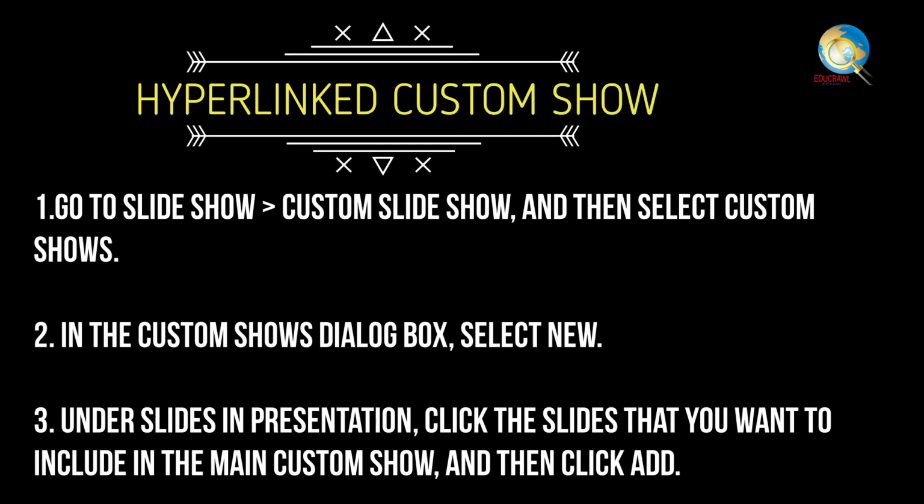Hyperlinked custom show. The first step is go to slideshow, custom slideshow, and then select custom shows. The second step is in the custom shows dialog box, select new. The third step, under slides in presentation, click the slides that you want to include in the main custom show and then click add.